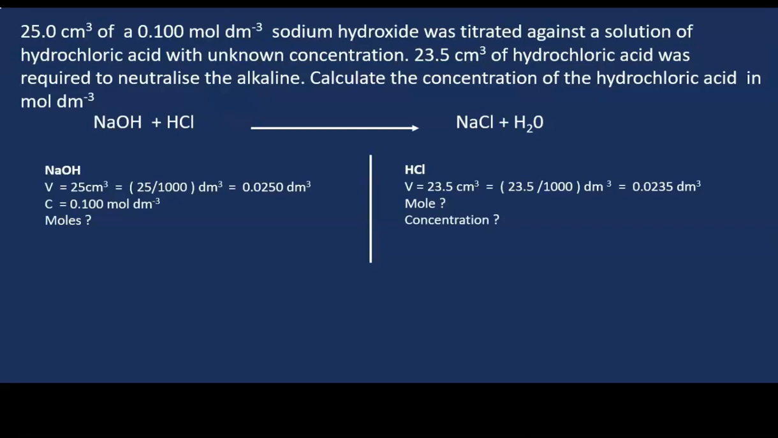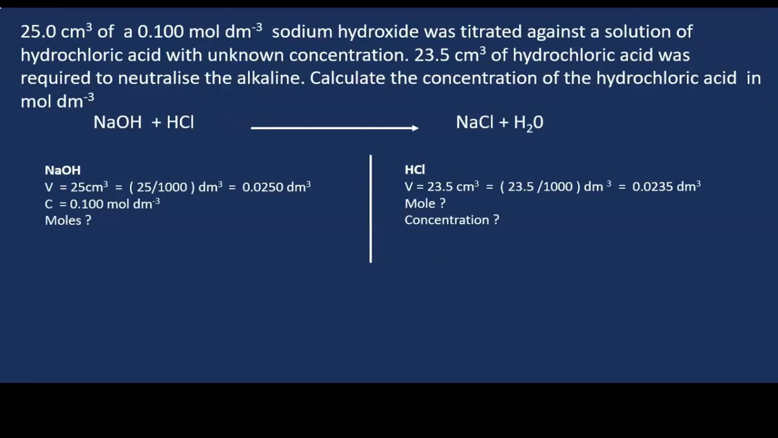When you look at sodium hydroxide, you know the volume, you know the concentration. Use the triangle, work out the number of moles of sodium hydroxide. Or if you can recall, then the number of moles is given by concentration in moles per decimeter cubed times volume in decimeters cubed. Then you can work out the number of moles of sodium hydroxide, which is equal to 0.100 times 0.0250. And this gives us the number of moles of sodium hydroxide as 0.0025 moles.